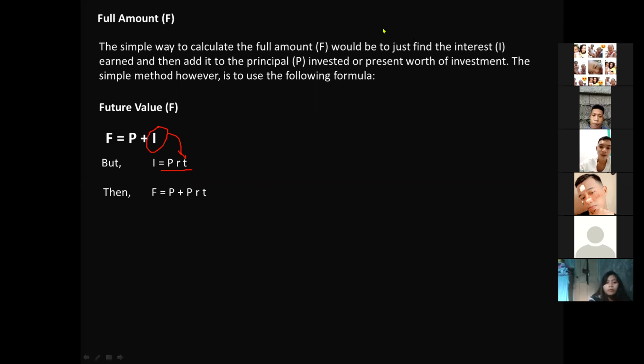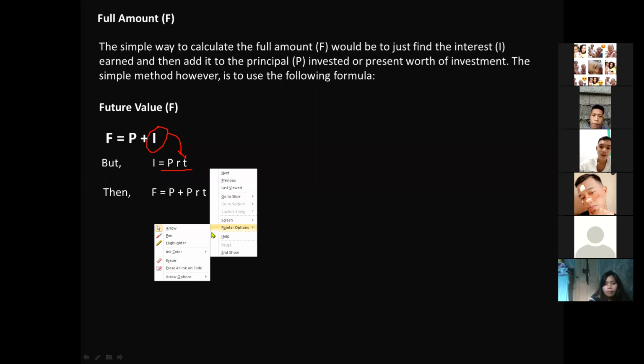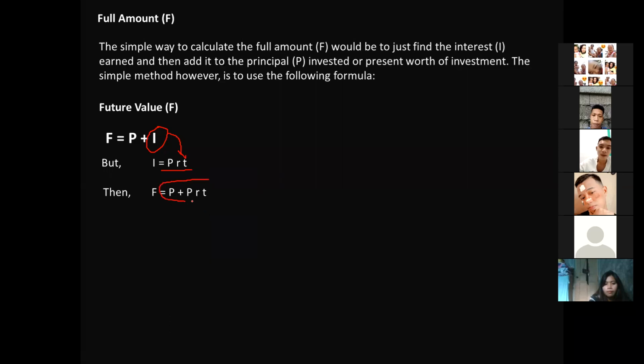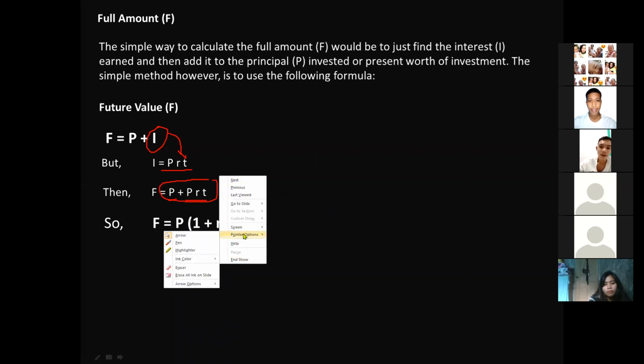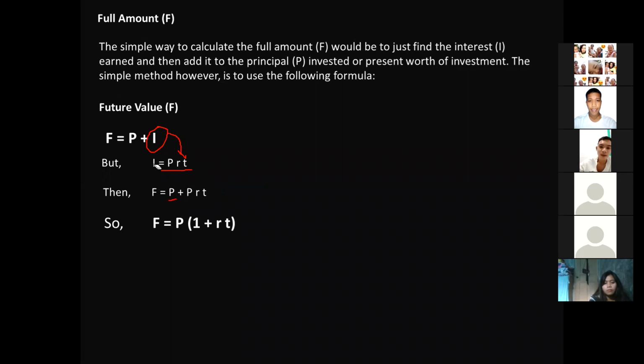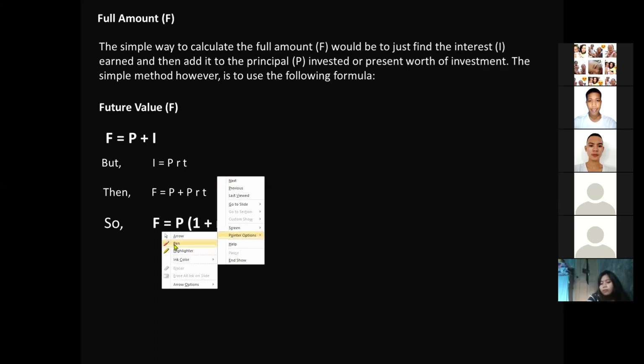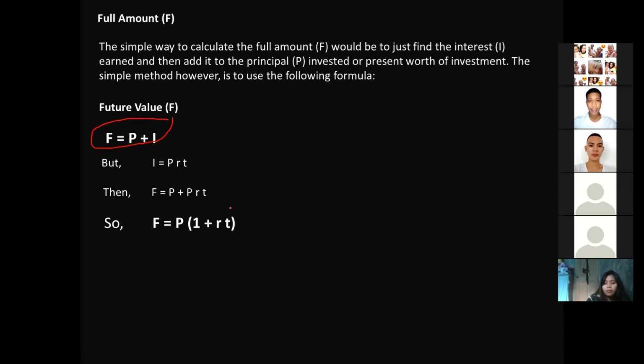And then, since naturuan ko naman kayo through my videos about factoring, kung papansinin ninyo itong bibilugan ko, yung first term at saka second term parehong may P. So pwede kong i-factor out ang P sa P plus PRT. And the outcome is this one. So we only have two formulas na tatandaan dito: F is equal to P plus I, and this one. Yung una yung nasa taas, saka yung nasa baba.